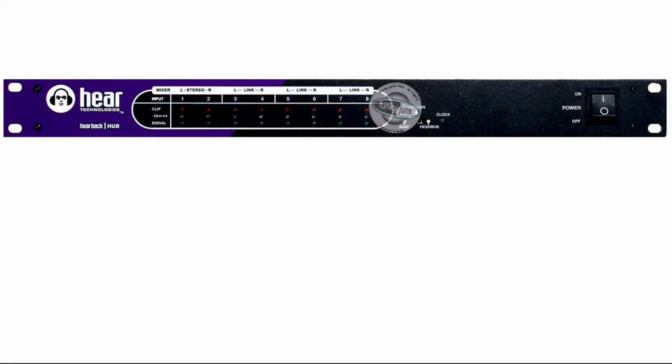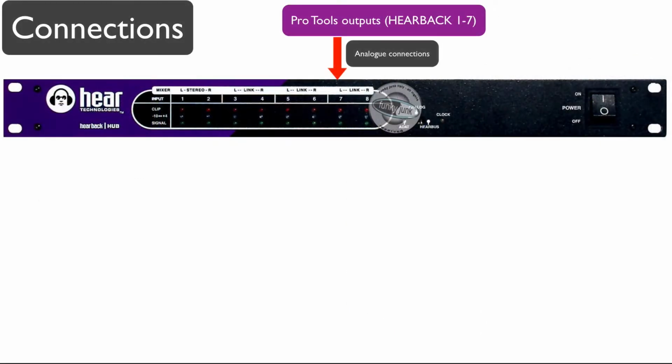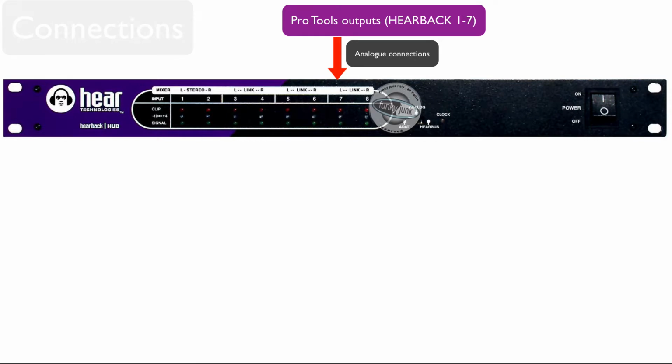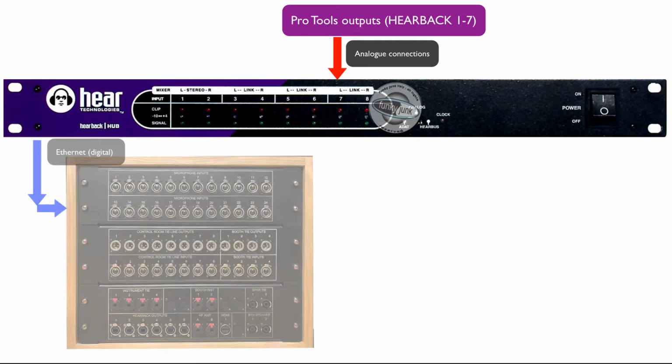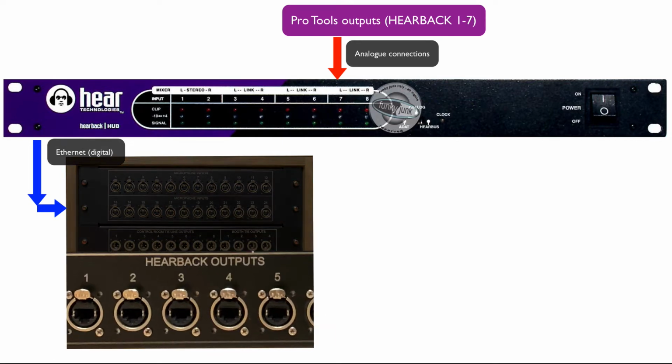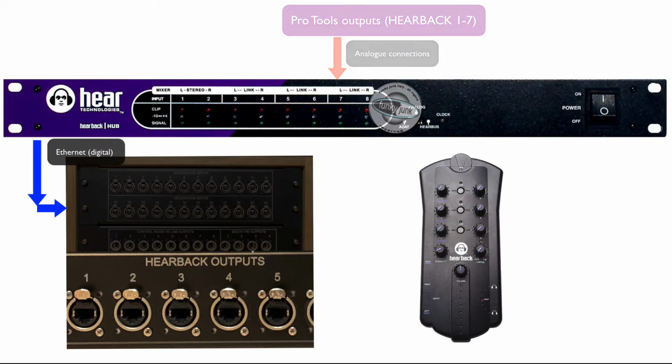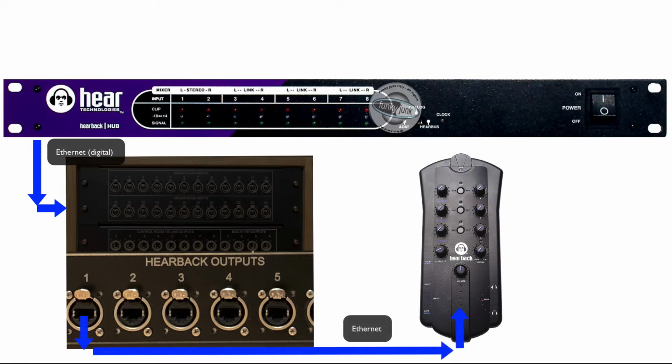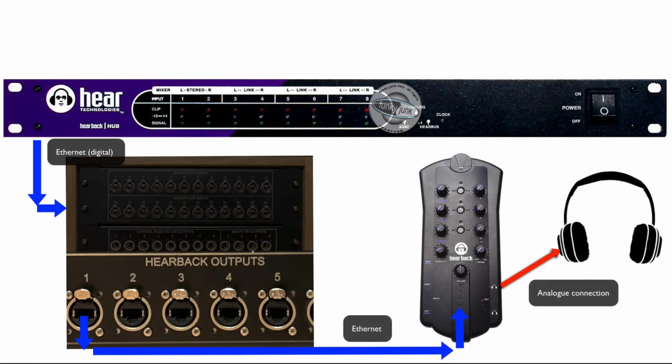So looking at the connections, our Pro Tools outputs, Hearback 1 to 7, are connected via analog connections to the Hearback hub. From there, it's converted to digital and sent down an Ethernet cable through the wall to the Hearback outputs on the wall plate. We then plug an Ethernet cable in to connect up the pod in the live room, and then we connect up some headphones via the analog connection on the side of the pods.